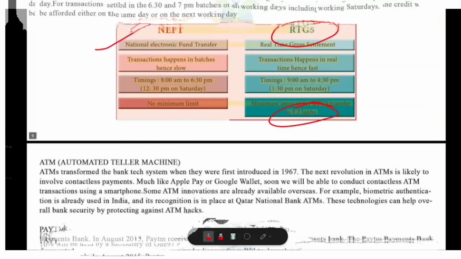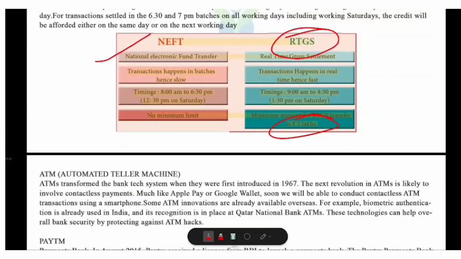So to sum it up, NEFT works like a train, collects passengers and leaves at a fixed time. That means it collects transactions and leaves at a fixed time. RTGS works like a taxi that goes directly and immediately to the destination. Both are safe, efficient and supervised by the RBI, ensuring smooth money transfers between banks.